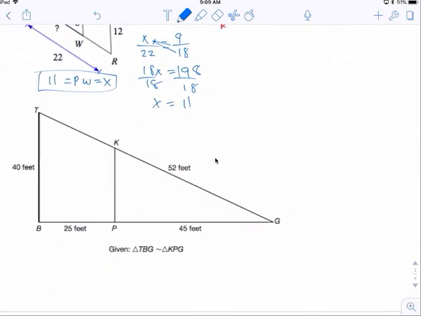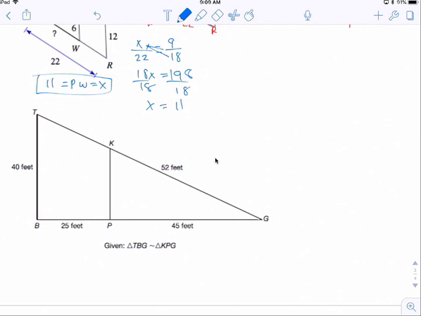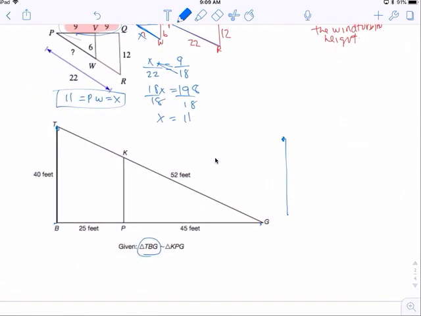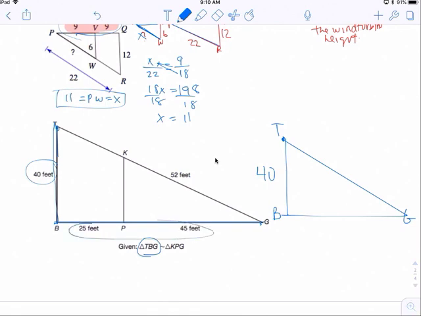Okay, this one, draw the two triangles. The first one is this one here, start out with T, B, G. That's the big one. Okay, TBG. We know T to B is 40, so that's 40. And B to G is 70 because you add these two together.